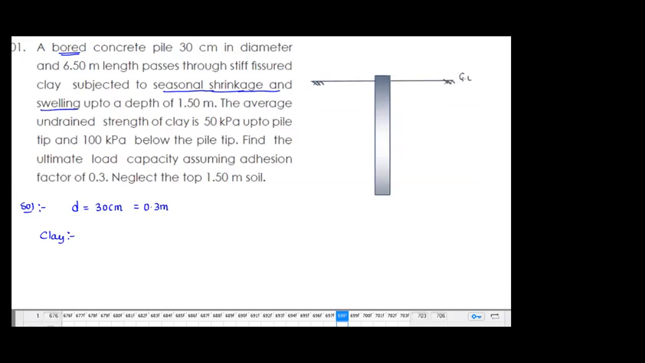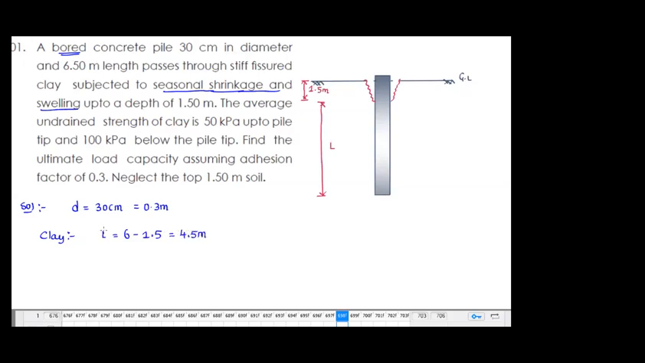Ground level. Okay. Now, in this case, what it is mentioning is that in the top 1.5 meters, the soil is undergoing swelling and shrinkage, which means the top 1.5 meters is not responsible for any skin friction at all. The top 1.5 meters is not going to give any resistance. So now can you please tell me what length I should take here? The length is going to be 6 minus 1.5, which is equal to 4.5 meters.